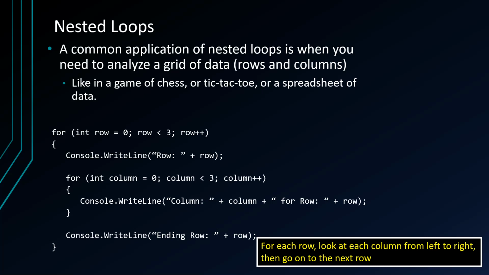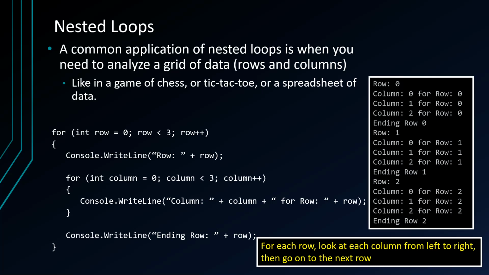And then while it's on that current row, it's going to look at every single column. Column 0, column 1, column 2. And then it's going to continue on. So for each row, we're going to look at each column from left to right, then go on to the next row. Imagine this: you're on row 0, column 0, column 1, column 2. Row 1, column 0, column 1, column 2. Row 2, column 0, column 1, column 2.